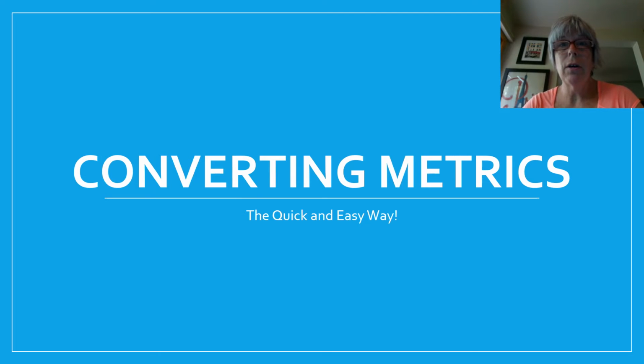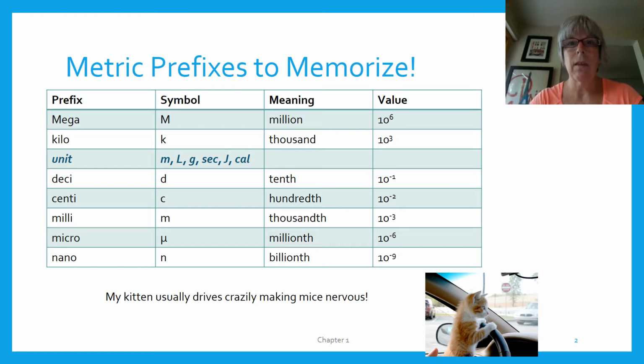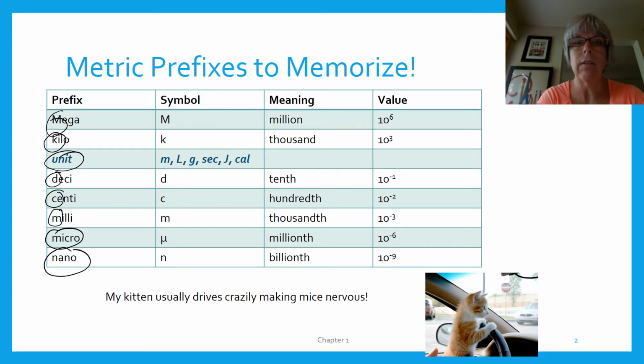This is a review of how to convert metric units using a quick and easy method. These are the metric prefixes I asked you to memorize in class, and you'll remember that our way to remember these was "my kitten usually drives crazily, making mice nervous." And micro, remember, has the Greek letter mu. We can also abbreviate micro as MC.